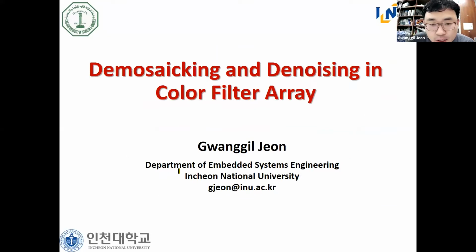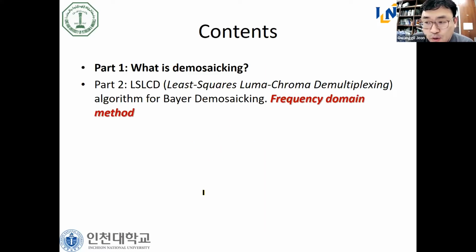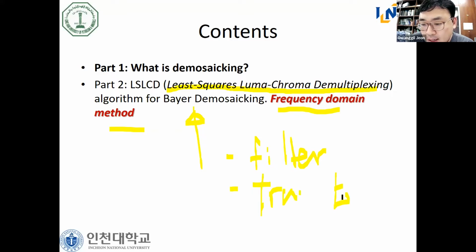Let me continue. Today's talk is demosaicing and denoising in the color filter array. I want to introduce two things. The first topic is what demosaicing is, and the second topic is the research result of demosaicing, especially a frequency domain method called least squares luma chroma demultiplexing. The goal of this talk is firstly to make a filter, and secondly, how to train and how to test. This is quite similar to the process of AI deep learning.